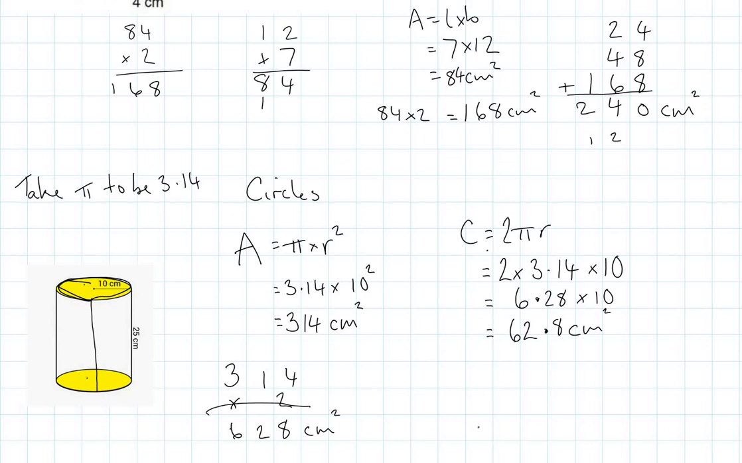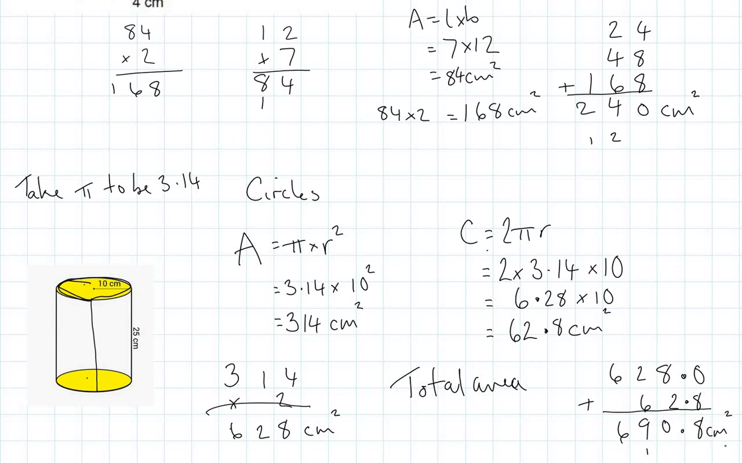Okay, and now all I need to do is add these together to get the total area. So total area, that's not very well written, is going to be 628 add on, just be really careful, 62.8, that everything's lining up. I'm going to put 0.0 in there as well. Okay, 0 add 8 is 8, 8 add 2 is 10, 2 add 6 add 1 is 9, and then I've got 690.8, and my units, centimeters squared.